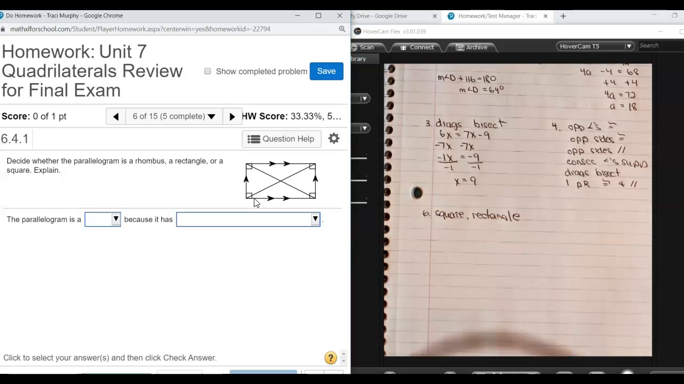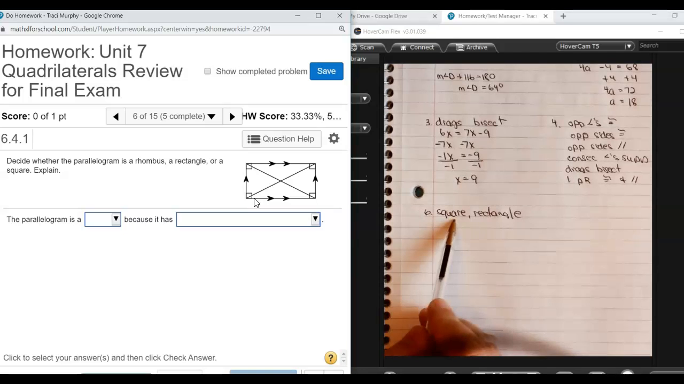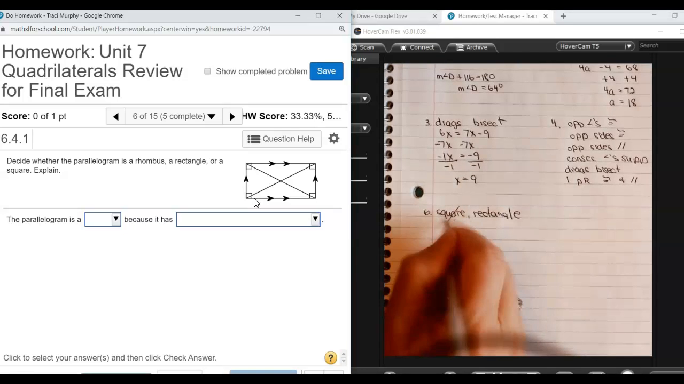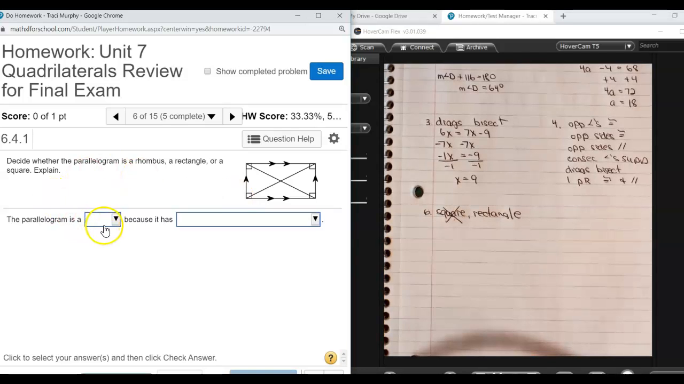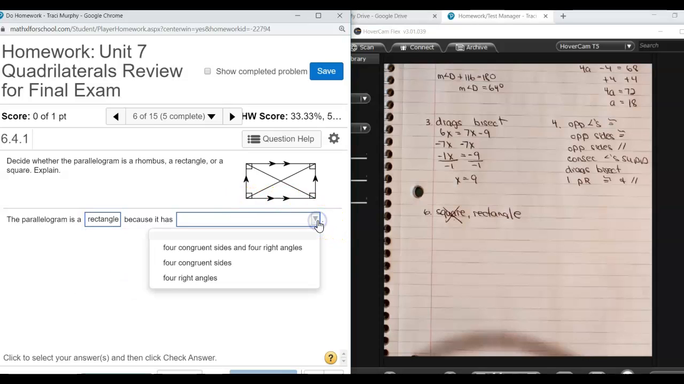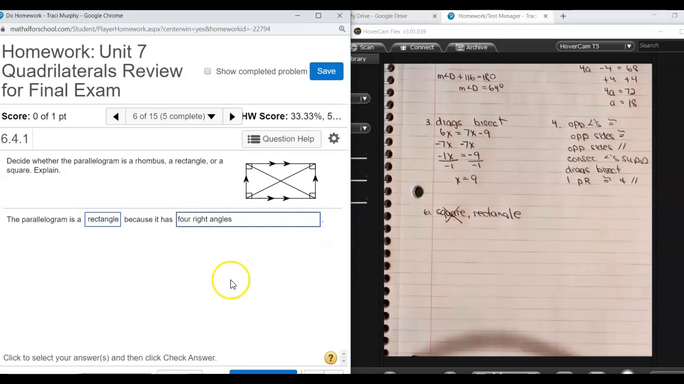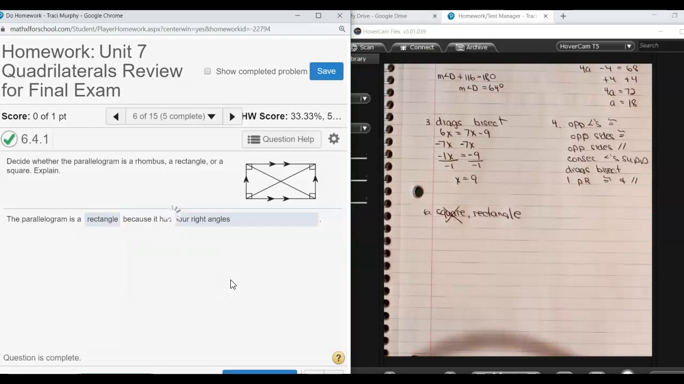And then the second thing, in order to be a square, we would have to know that all sides are congruent, and we don't have that. So my guess is this one's going to be a rectangle. Let's go see. It's a rectangle because it has 4 right angles.